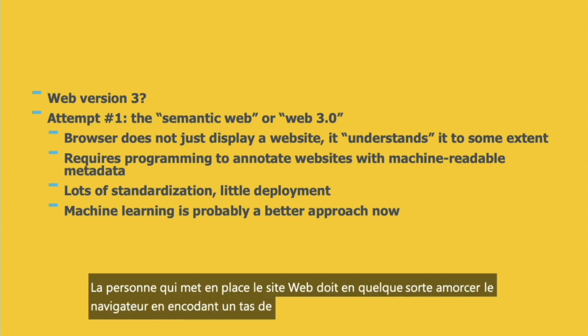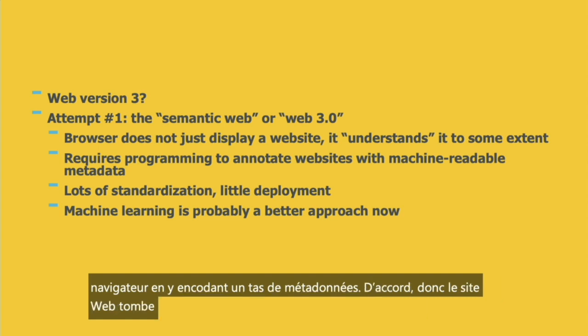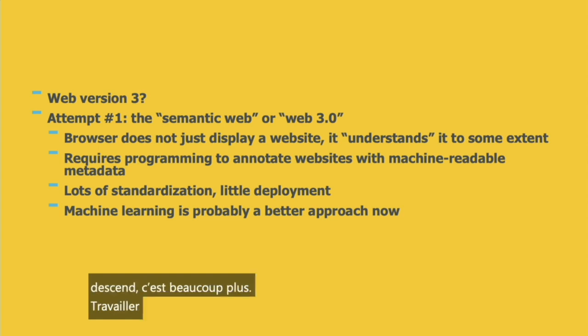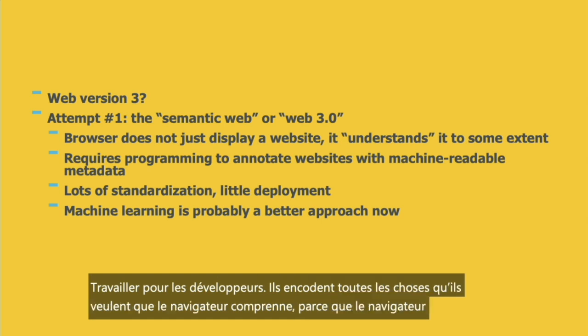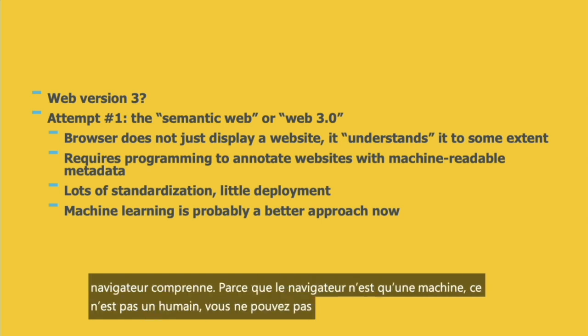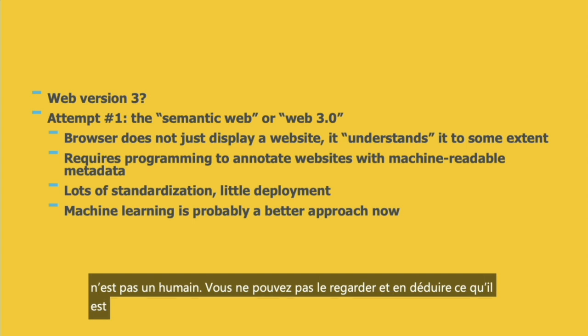So the website comes down. It's a lot of extra work for the developers. They're encoding all the things that they want the browser to understand, because the browser is just a machine. It's not a human. It can't look at it and infer what it's supposed to mean just by looking at it. The semantic web, there was lots of standardization.